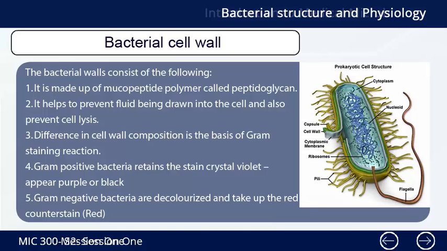Number 1, it is made up of mucopeptide polymer called peptidoglycan. Number 2, it helps to prevent fluid being drawn into the cell and also prevent cell lysis. Number 3, difference in cell wall composition is the basis of gram-staining reaction. Number 4, gram-positive bacteria retain the stain crystal violet, that is, appear purple or black. Number 5, gram-negative bacteria are decolorized and take up the red counterstain, that is, red.